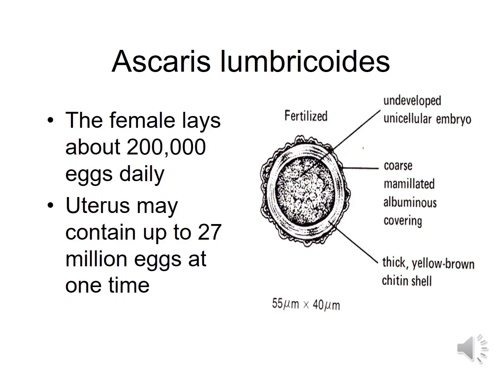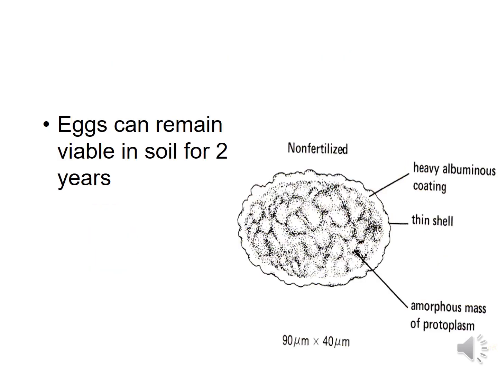One female Ascaris can lay about 2 lakh eggs daily, and the uterus of this Ascaris contains 27 million eggs at one time. So you can just imagine how many eggs they can contain, and 2 lakh eggs per day is quite a lot. The lifespan of these eggs is also quite long. They can survive 1 to 2 years if they have a good environment. The eggs can remain viable in the soil for around 2 years.